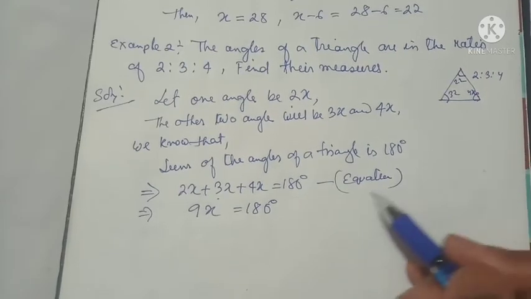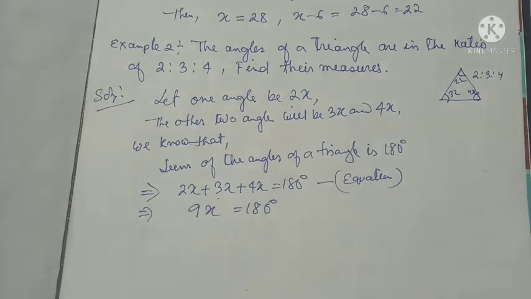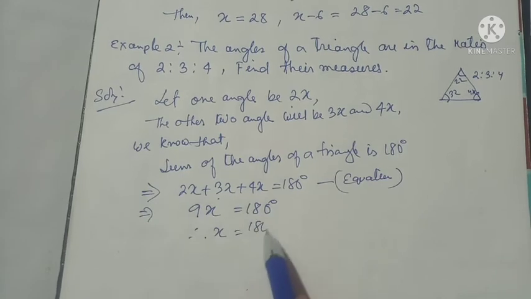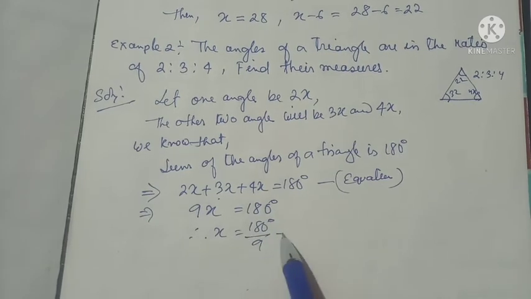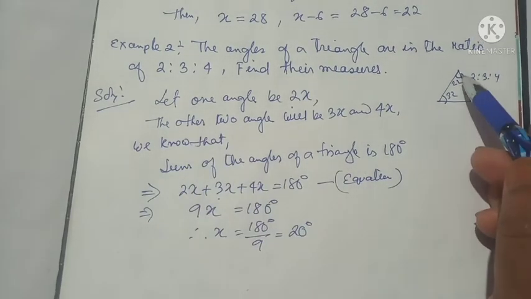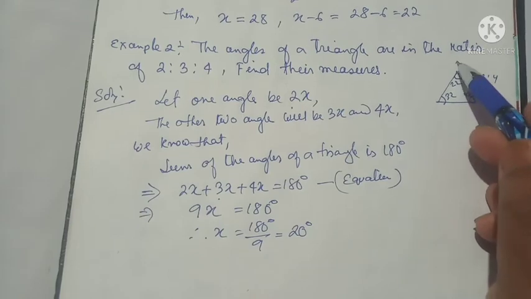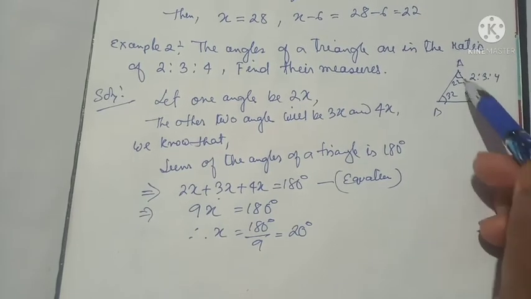We form the equation. So here what we have to do is find out the value of x. Now we have to find out the value of x. 9x is 180, so the value of x is 20. Then we can find out the value of angle A, angle B, and angle C.